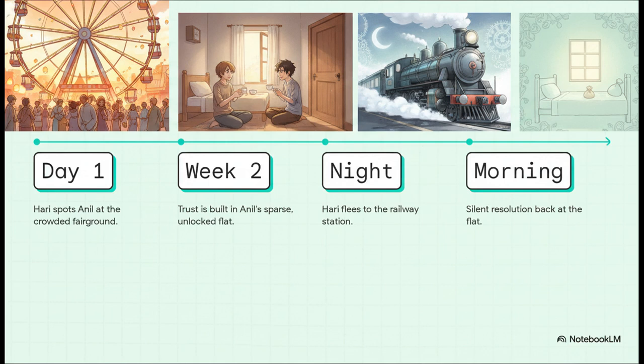Then they move to Anil's sparse, unlocked flat. And the fact that it's unlocked immediately tells us Anil is trusting. Here, trust is established and eventually totally exploited when Hari steals the cash. Then we hit the railway station. This is it, the point of no return, the absolute moral climax. Hari marches there fully intending to disappear, but he just can't board the train. Finally, the narrative pulls us all the way back to the flat for the story's quiet, silent resolution. Every single physical move perfectly mirrors Hari's shifting morality.